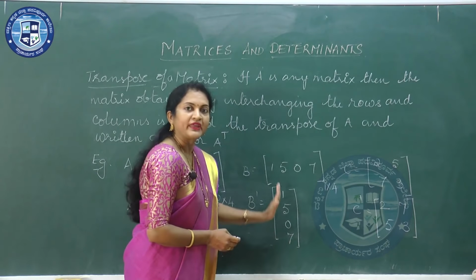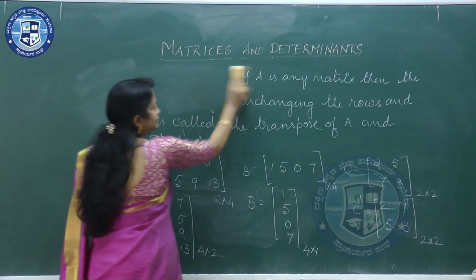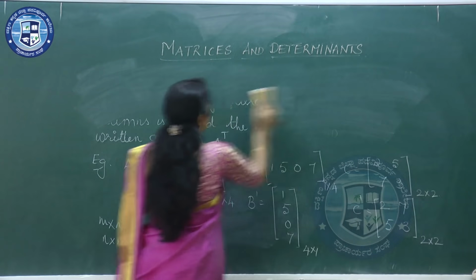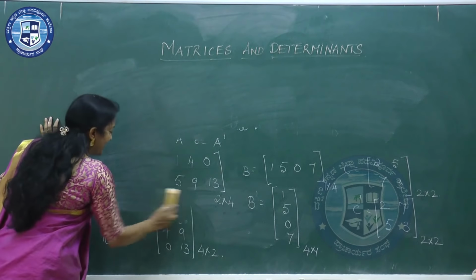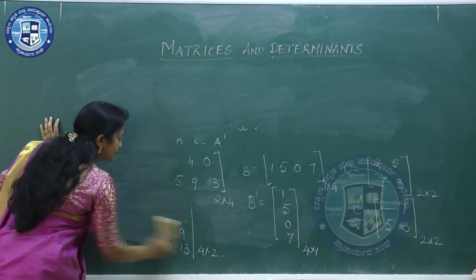So in general, if the order of a matrix is m by n, then its transpose has the order n by m. If a matrix has the order m by n, then its transpose will have the order n by m. Now we will see some of the results of the transpose of a matrix.